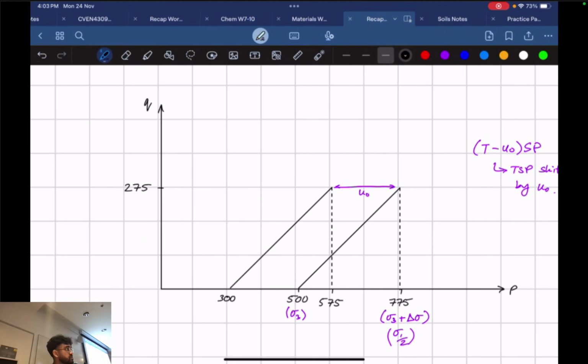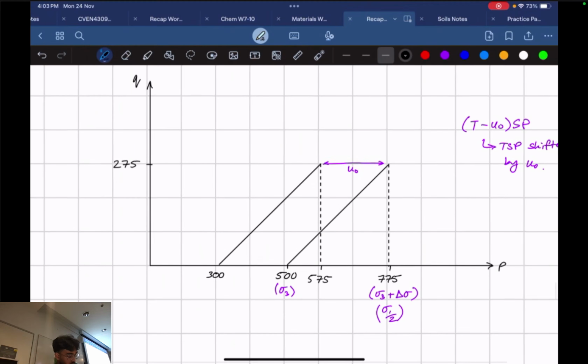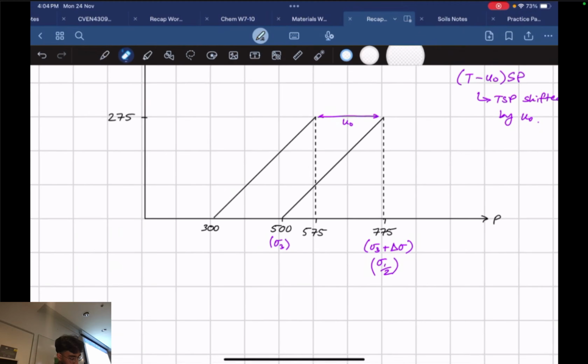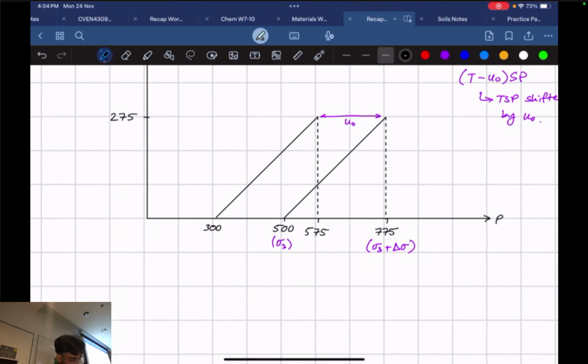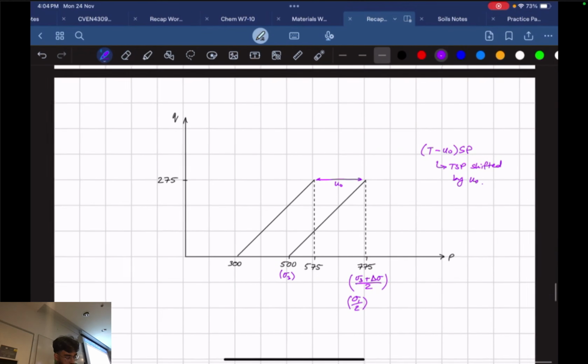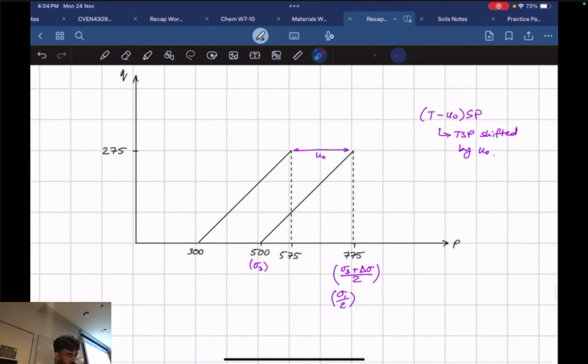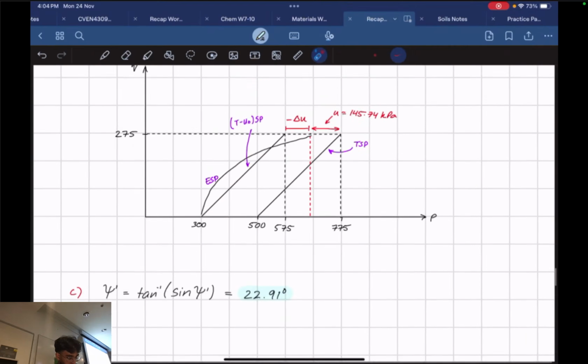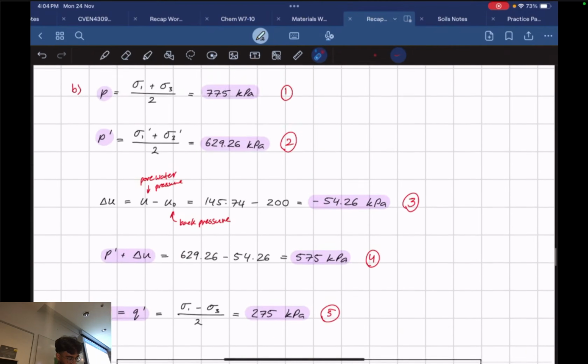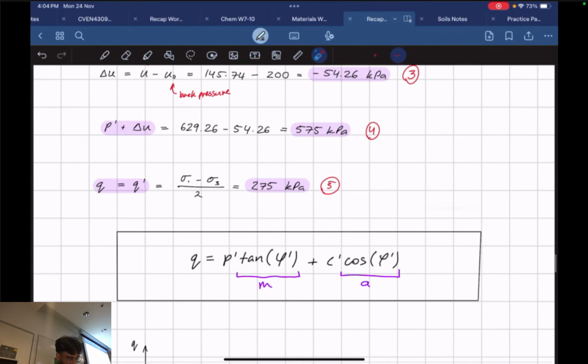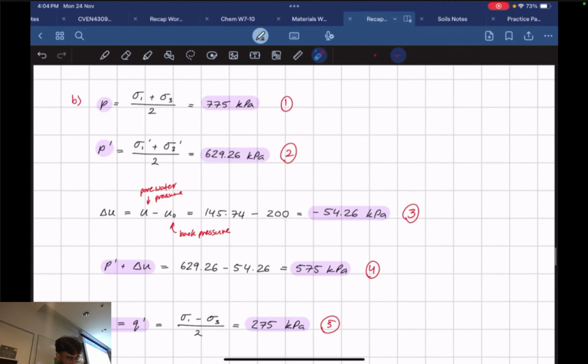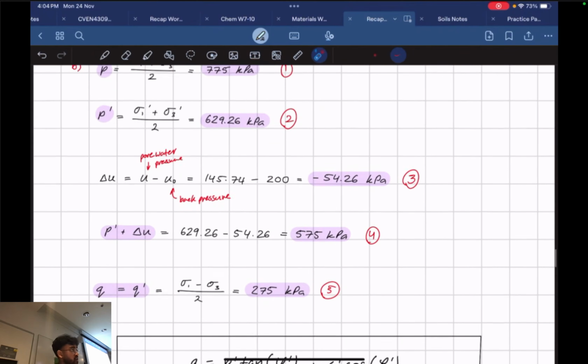Sigma 1 divided by 2. Oh, that's just, wait, sorry. I should probably add it for everything. It's just part of the formula. This is part of the formula for your total stress path. The actual explanation for it, I don't have, I'm sorry.